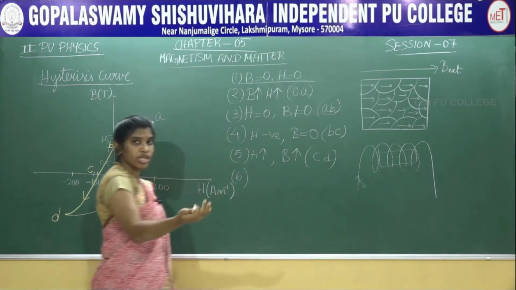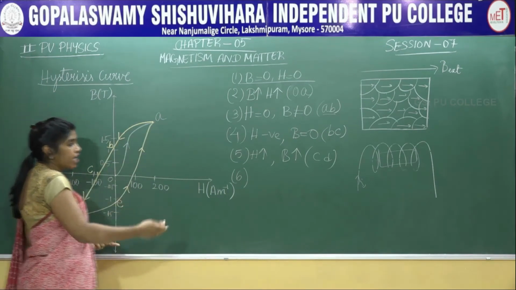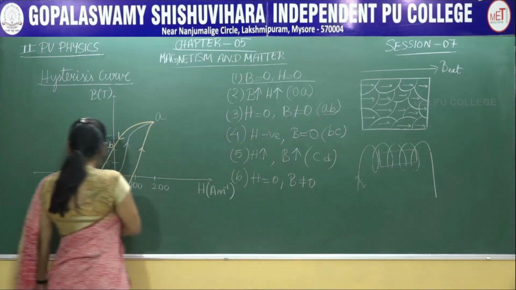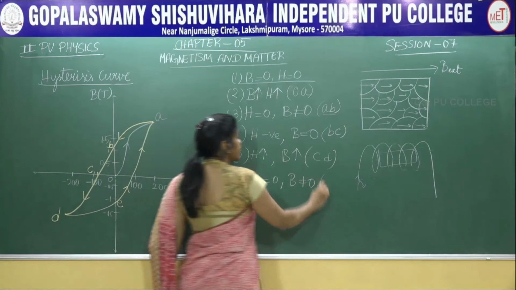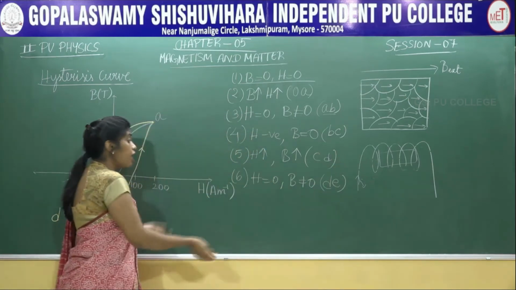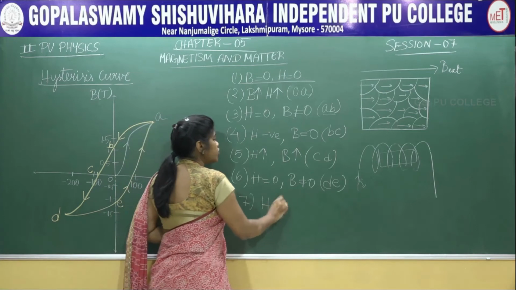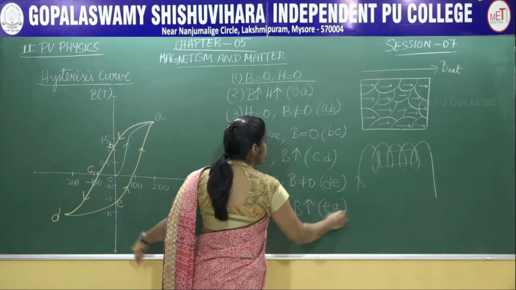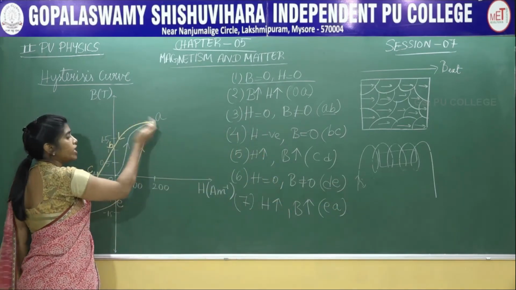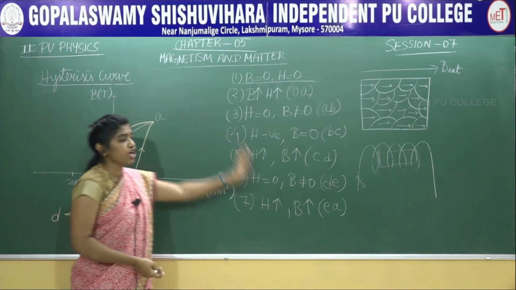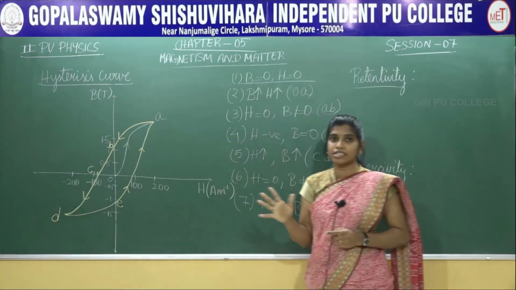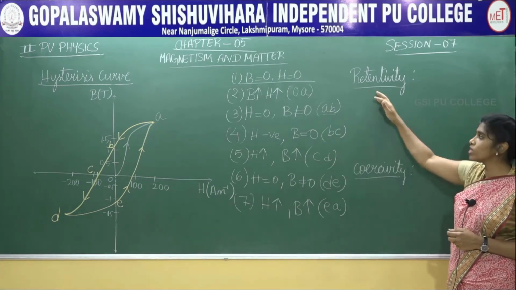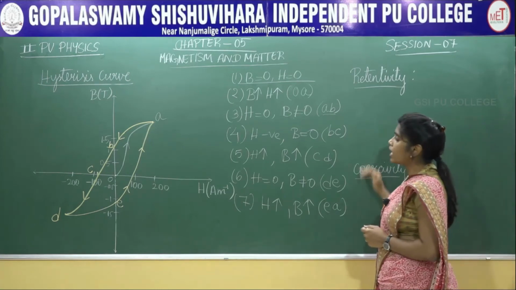After reaching the saturation, you have to further decrease the value of H, and H becomes equal to 0 where B is not equal to 0, which is represented by the curve DE. And further, if you increase the value of H, B also increases and we reach this point A. And this is one cycle of magnetization. Now from this hysteresis curve, I am going to define two things. One is retentivity, the other one is coercivity. These two things are very important. Remember the definition, understand the definition.